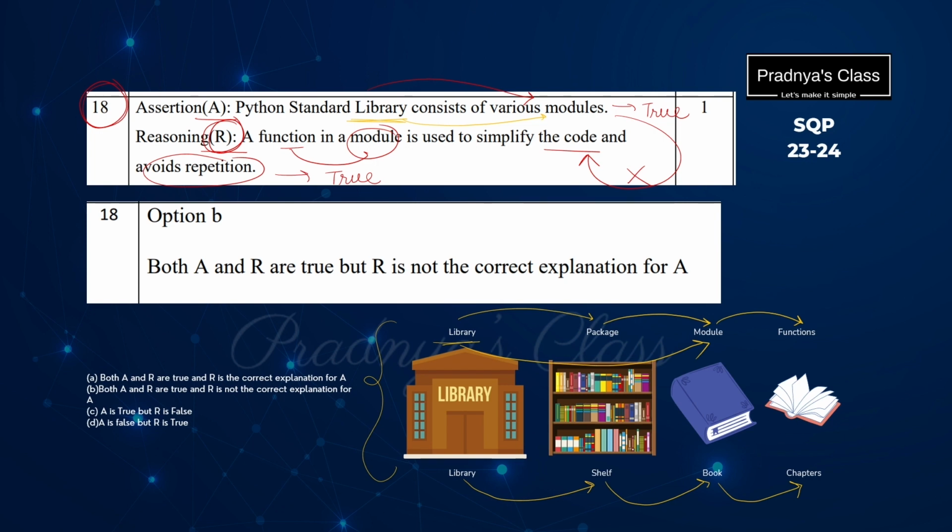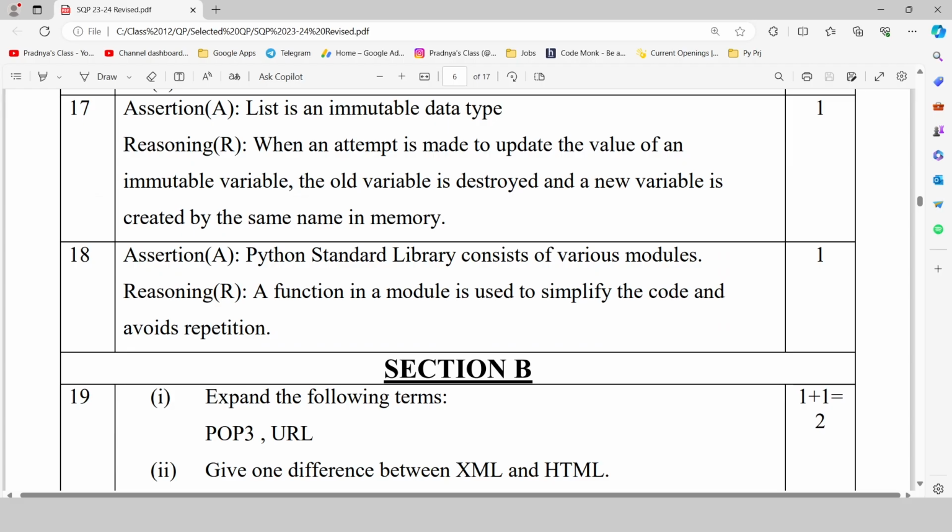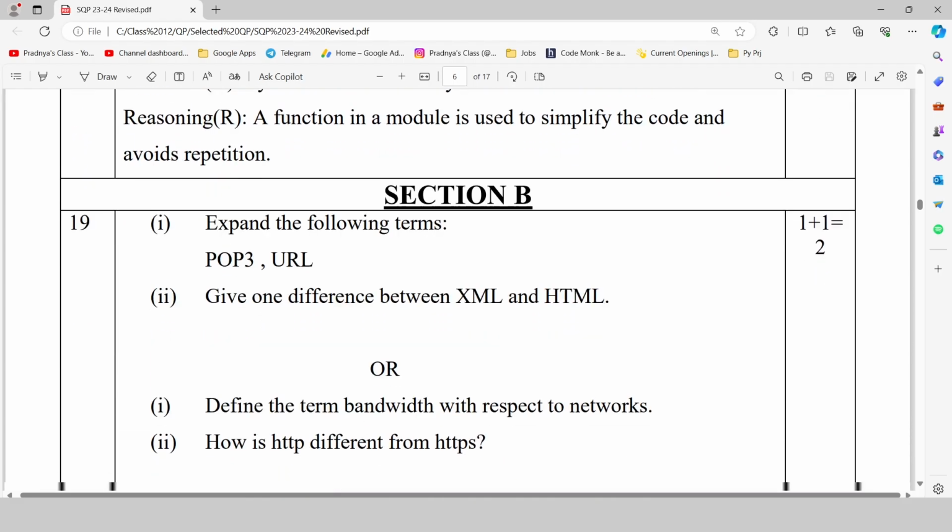That's why this option is the correct option, that is option B. Both A and R are true, but R is not the correct explanation for A. In this way we completed section A. It's time to check out section B.